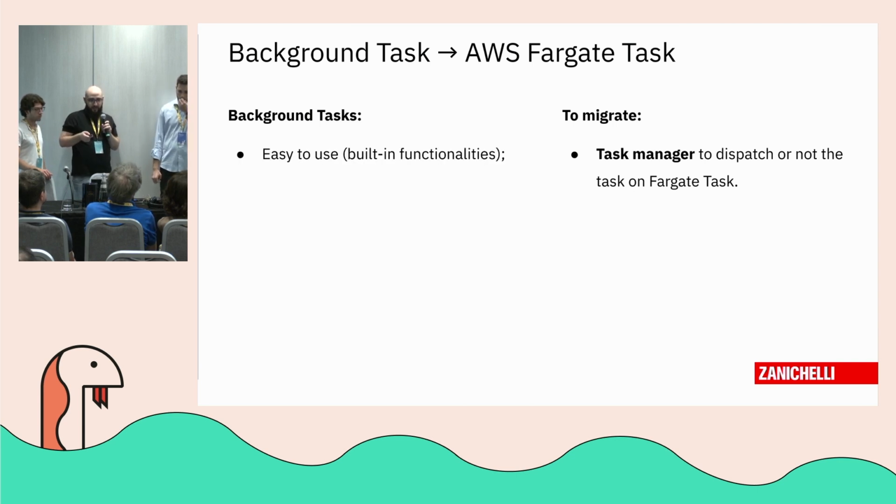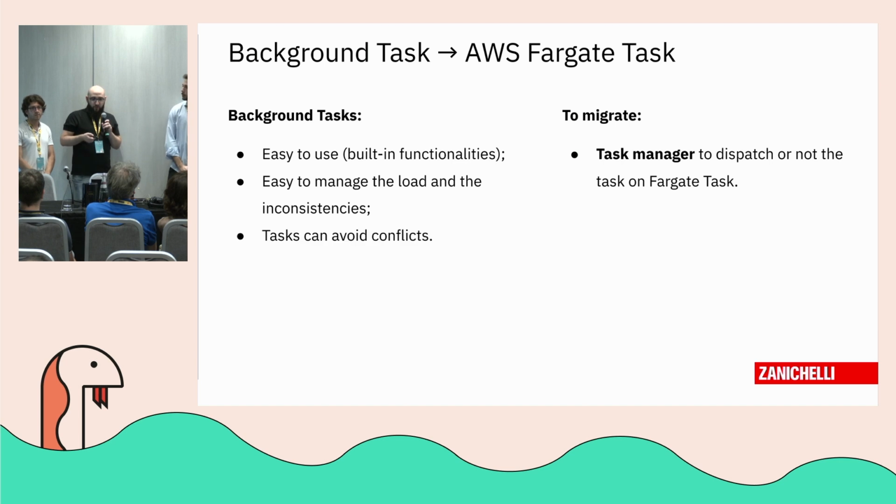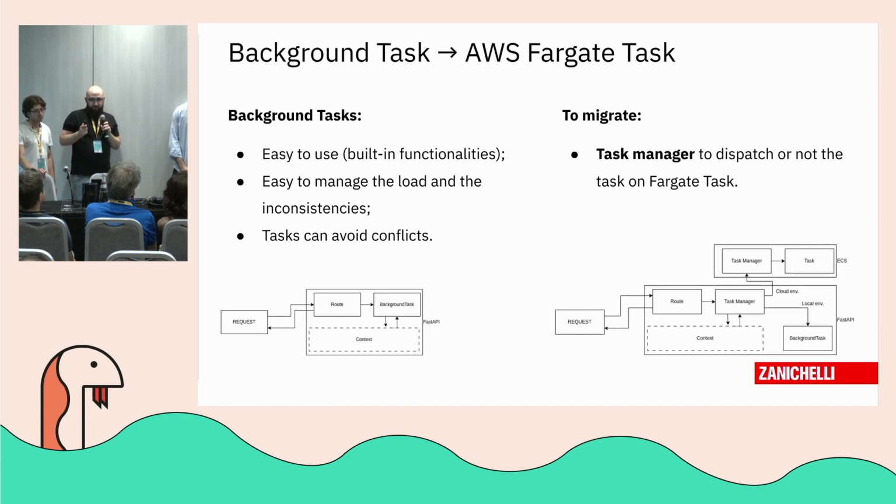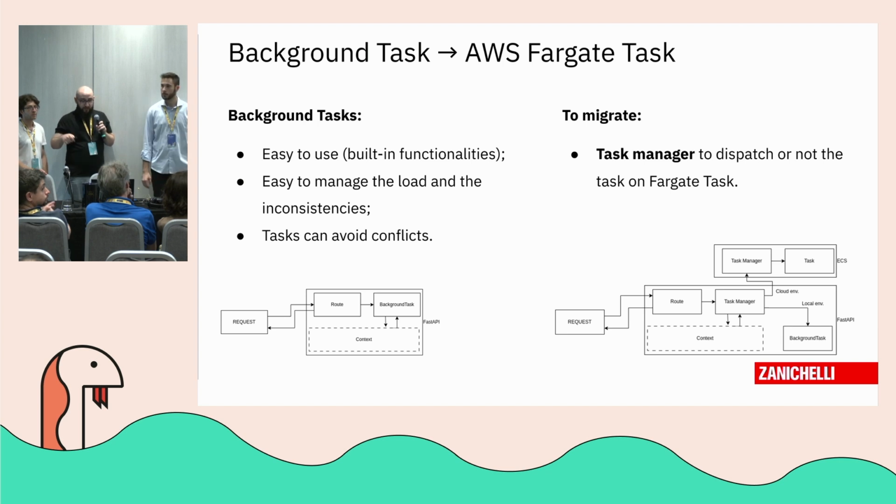Starlette and FastAPI provide ways to manage the load, so limit background tasks and also automatically queue them. And furthermore, since the task had access to the API context, it was easy for the task to avoid conflicts. So, losing all of these features, we needed to implement some of them. And now the API, when it needs to run a task, calls the task manager, which is responsible to dispatch the task on Fargate without conflicts.